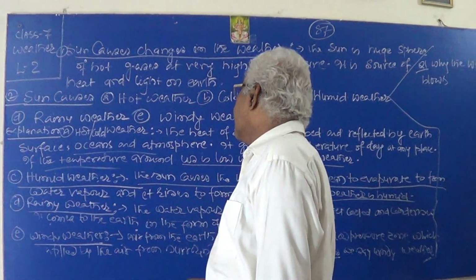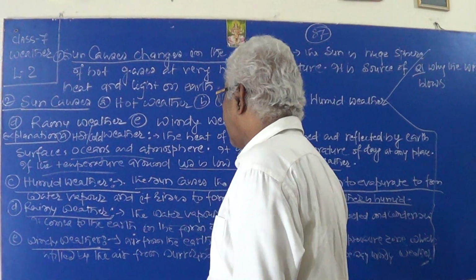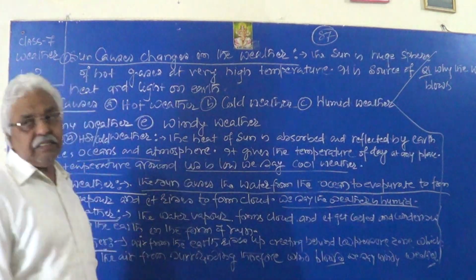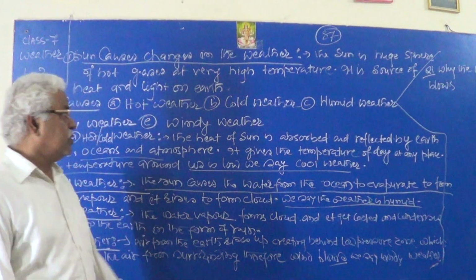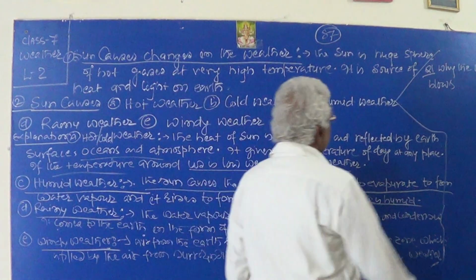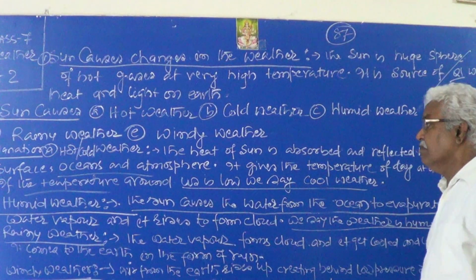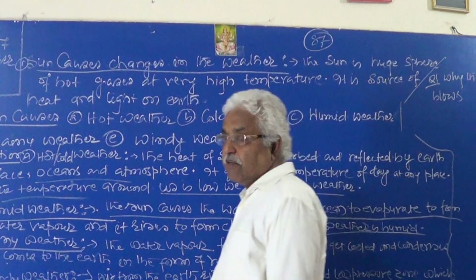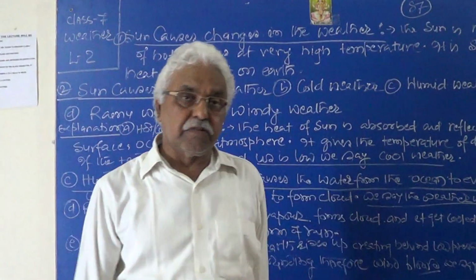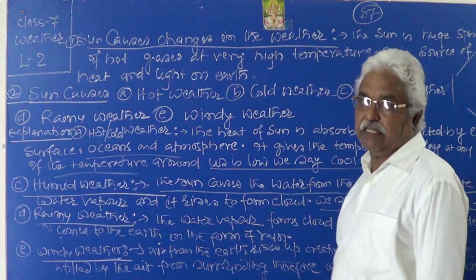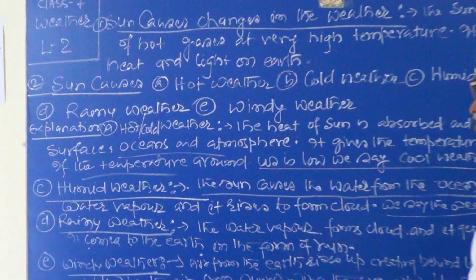The sun causes hot and cold weather conditions, humid weather condition, rainy weather and windy weather. Now let me discuss hot and cold weather first. What happens? What is hot and cold weather?